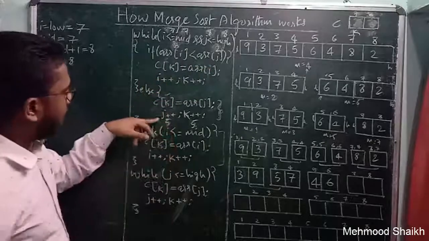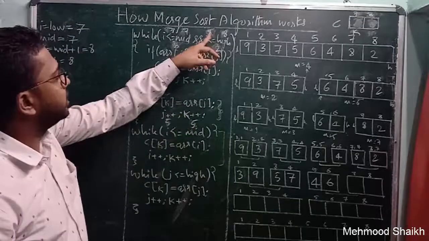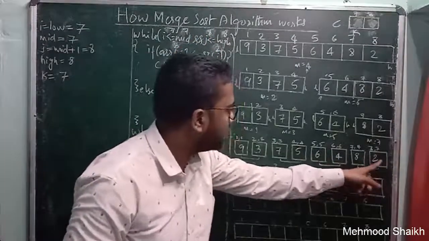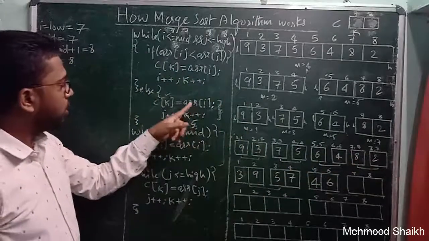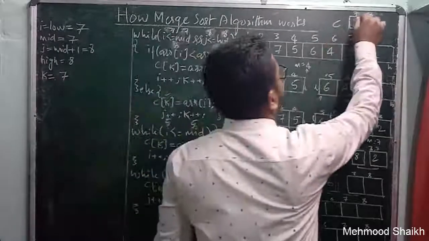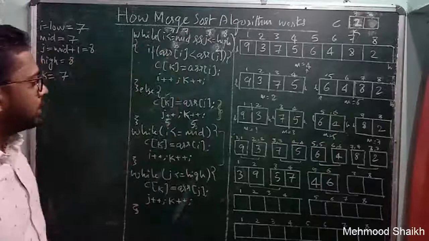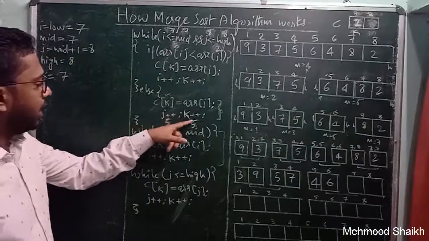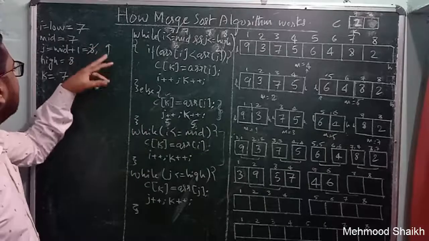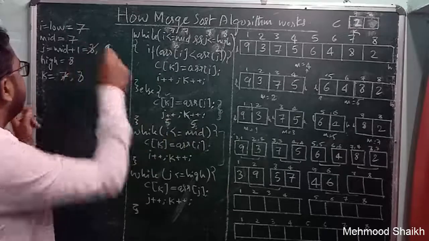So it will come in the else part where we will pass array of J. What is array of J? Array of 8 is 2. We will pass this 2 into the 7th index of C array. Now the next one is we need to increment J and K. So J will get incremented by 1 which equals 9 and K will get incremented to 8.